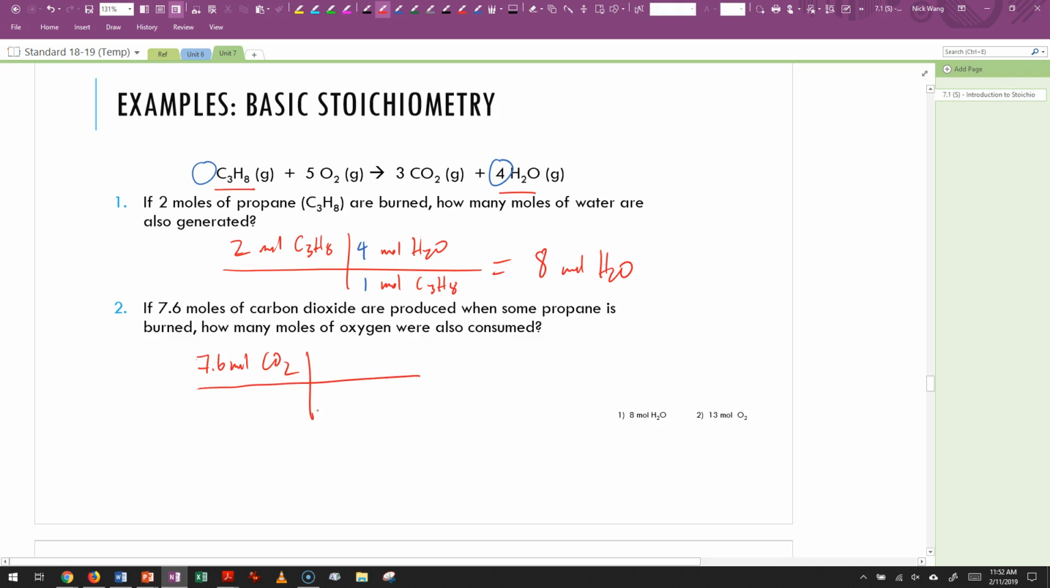The mole ratio between these two is going to be for every 3 moles of O2, or CO2, excuse me, right, coming from the coefficient here, is going to have a ratio of 3 to 5 moles of O2. And you do a little math, and using significant figures, round to about 13 moles of O2. All right, that'll do it.